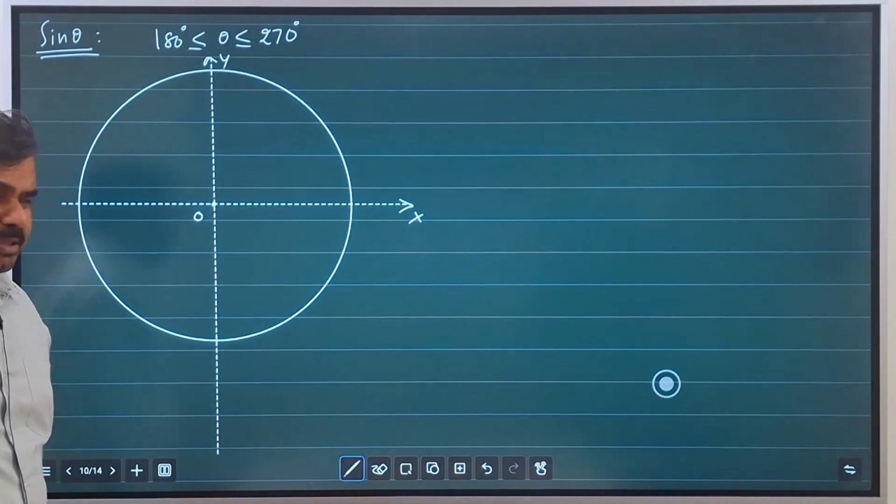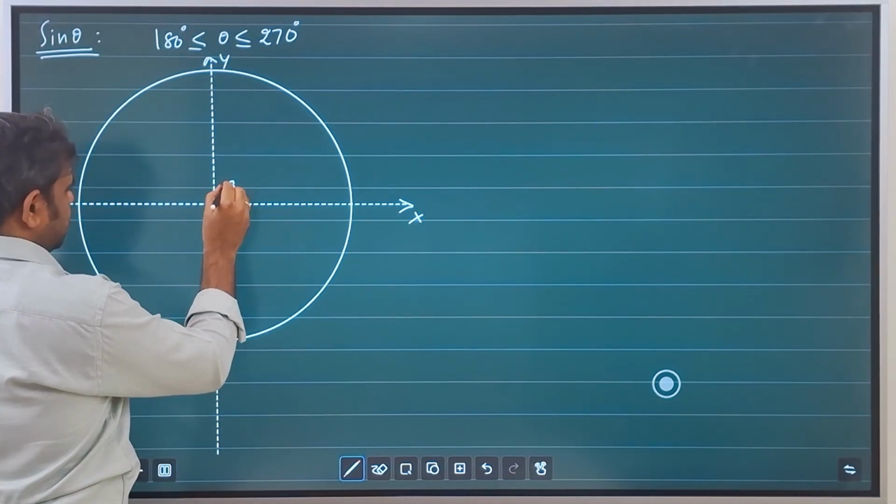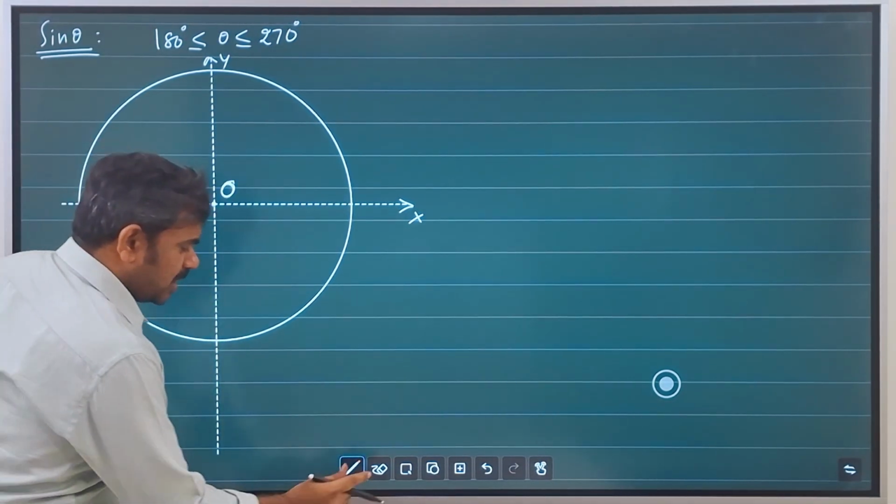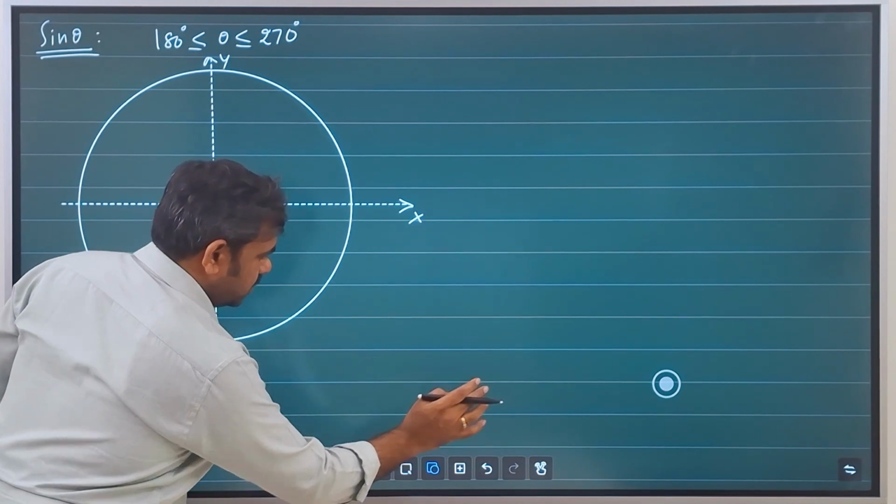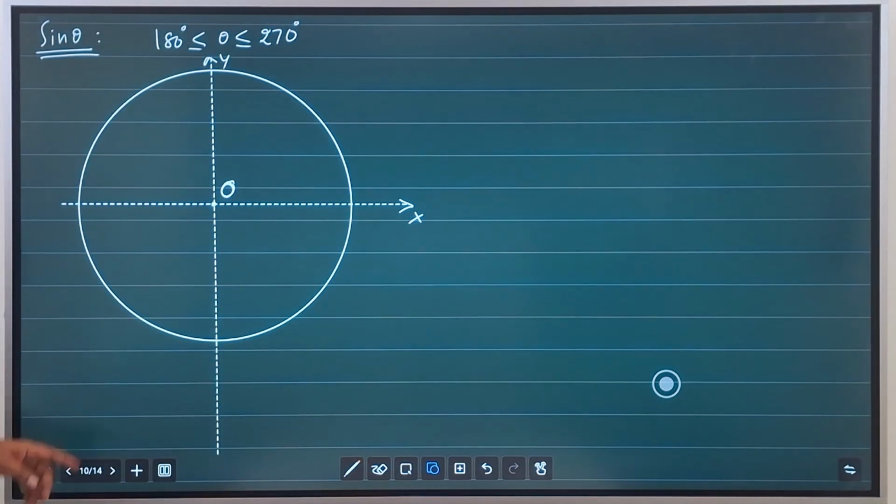The coordinate system. This is the center of the circle. Now let's draw a right angled triangle in the third quadrant of the circle.